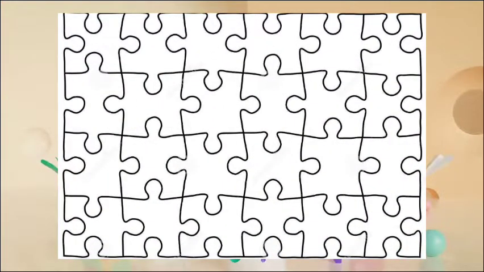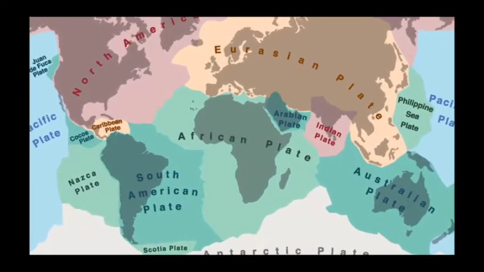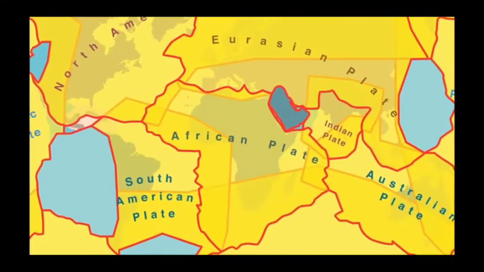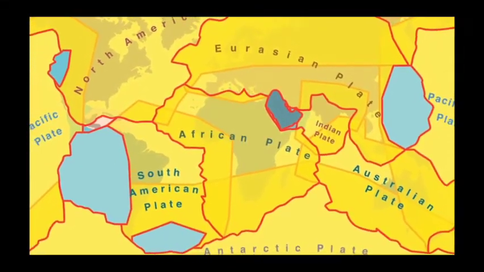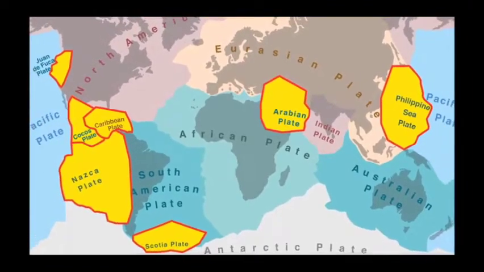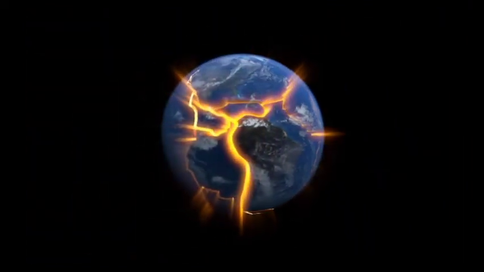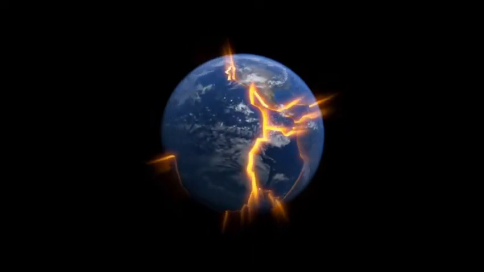Before we start, let's take a look at this picture. Yes, this is a jigsaw puzzle. In some ways, our planet Earth resembles a giant jigsaw puzzle. Why do you think so? It's because the Earth's outer surface is composed of tectonic plates, which are enormous sections of the planet's crust that roughly fit together and meet at the places called plate boundaries.